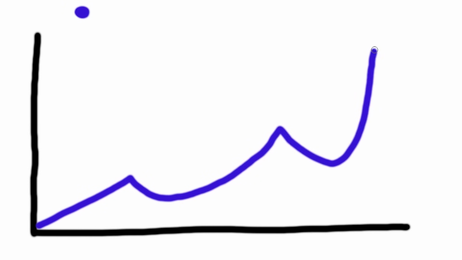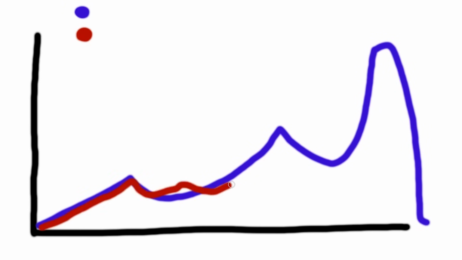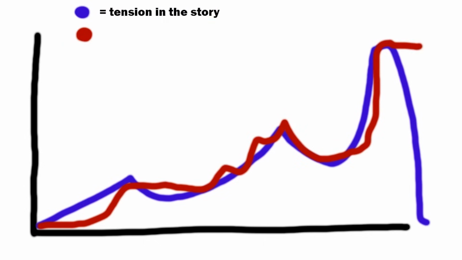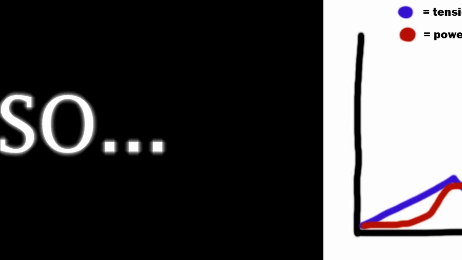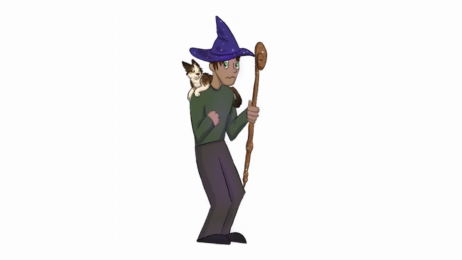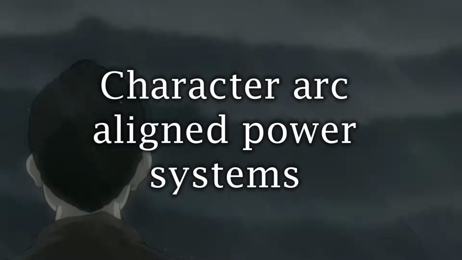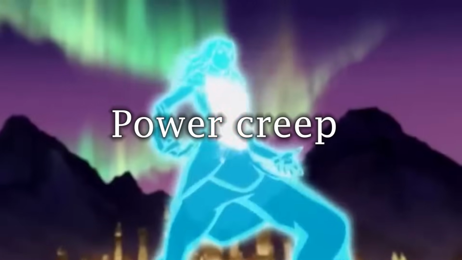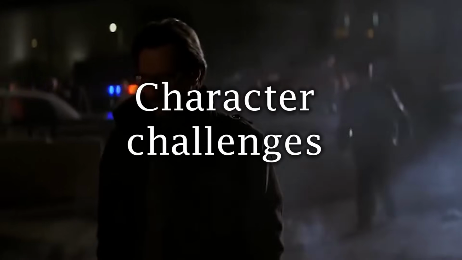His abilities are going to escalate, and it's the writer's job to make that escalation believable and avoid some of the many pitfalls. So let's take Graham the wizard who likes cats on a journey and discuss character arc aligned power escalation, escalation and tension, power creep, power ceilings, incomparables, and character challenges.